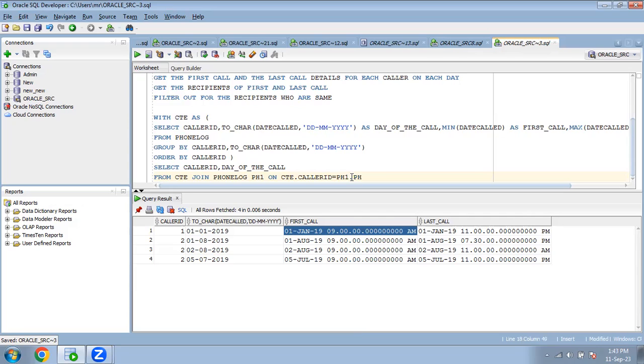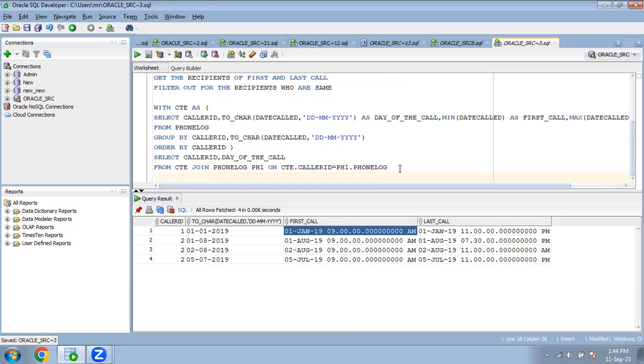This will give me the recipients, the other details about where this caller ID is matching and this first call timestamp is matching, correct? And I also want to know who is that recipient matching with the last call details. So for that I again need to join with phone log, and I'll give it alias ph2.